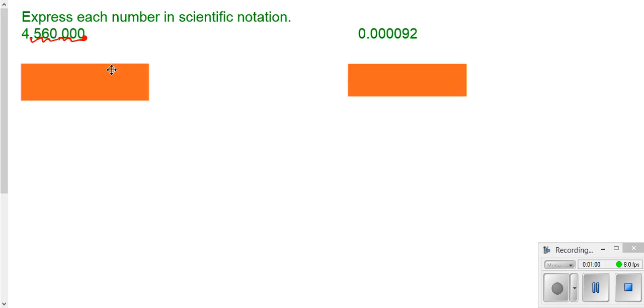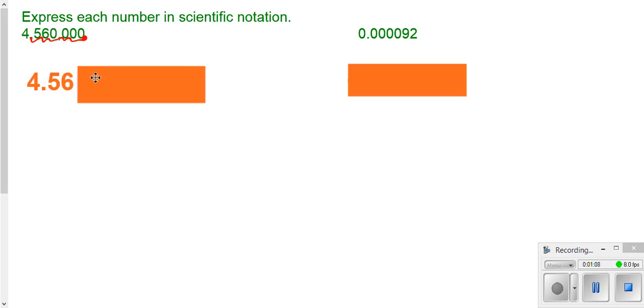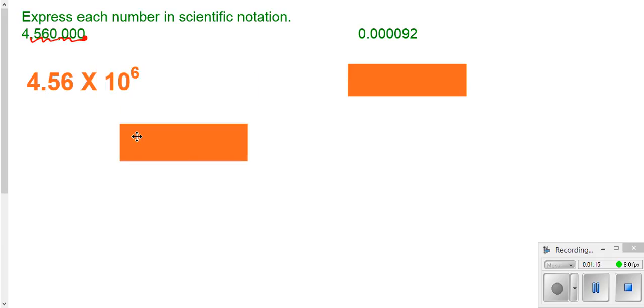Now, remember, we got to move our decimal point so there's only one digit in front of that. So it's going to be a 4, move our decimal point to after the 4, times 10 to the, and we moved it 6 places. Now 10 to the 6th is a million. So we have 1 million times 4.56, which is what we started out with up here. So if it's a big number, your exponent will be positive.